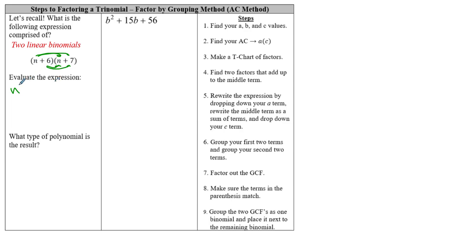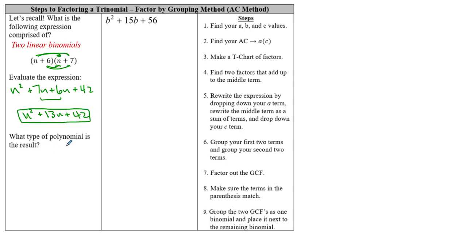n times n, which is n squared. n times 7 is going to be positive 7n. 6 times n is 6n. And then 6 times 7 is 42. Remember, we always combine like terms. These are the 2 in the middle. So we now have n squared plus 13n plus 42. This is fully evaluated out.